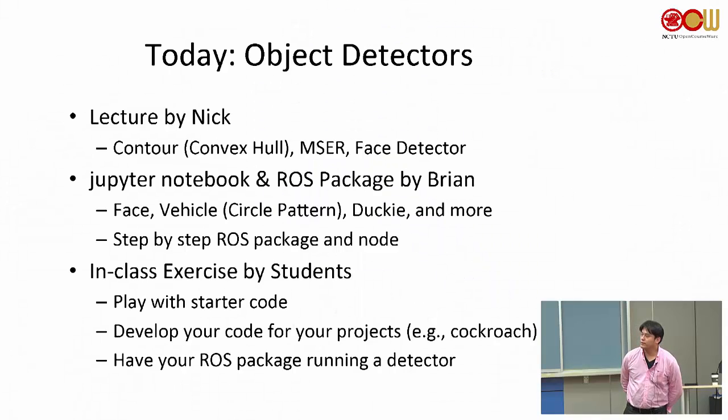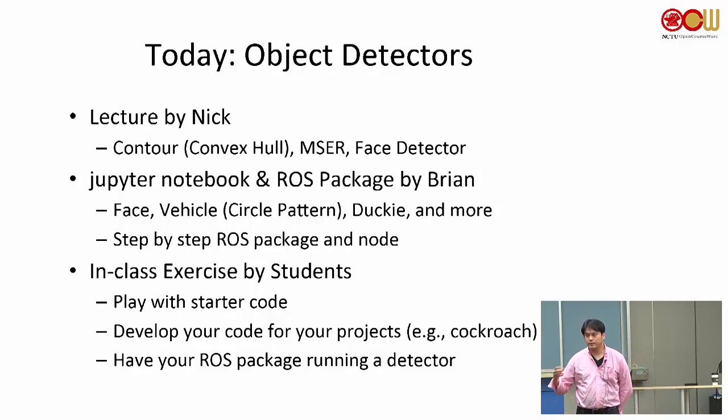We will have essentially three sections. In the first one, I will introduce some of the basic knowledge about computer vision. We will talk about the contour, the convex hull, and a feature detector called MSER, and we will also talk about what's behind a face detector. We will only go over those things very quickly.